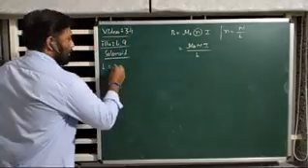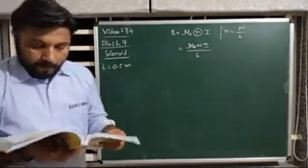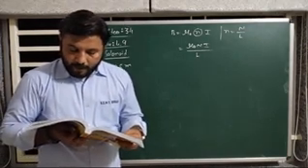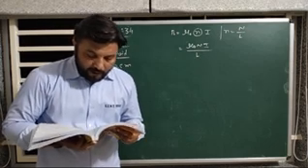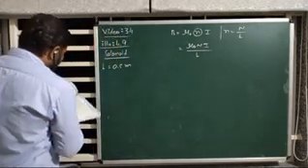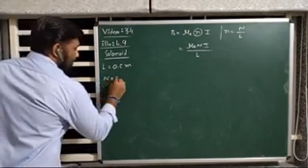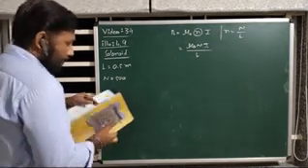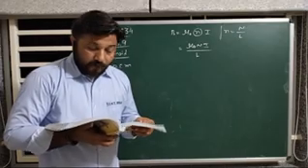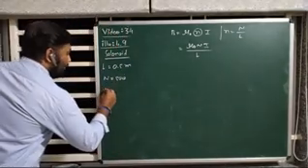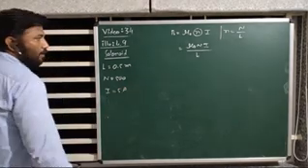Length is 0.5 meter. The coil is made up of 500 turns. The number of turns is given, n is 500. Then it carries an electric current of 5 ampere, so the electric current I is equal to 5 ampere.